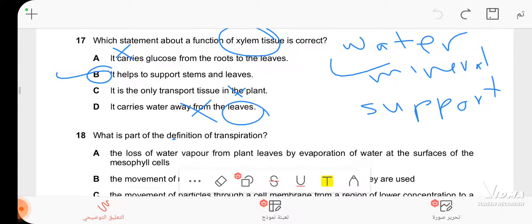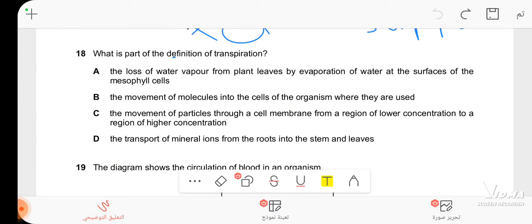بيدعم النبات. لأن الوالز بتاعت الزايلم very very strong. It is lignified walls معمولة من lignins which support the plant standing up.